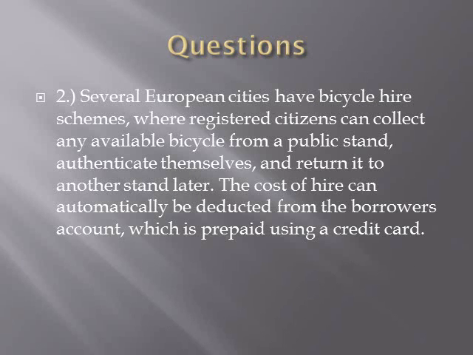Okay, the second question has a prompt to it, and the prompt's going to be presented first, and then the questions are going to be presented next. So the prompt is, several European cities have bicycle hire schemes, where registered citizens can collect any available bicycle from a public stand, authenticate themselves, and return it to another stand later. The cost of hire can automatically be deducted from the borrower's account, which is prepaid using a credit card.